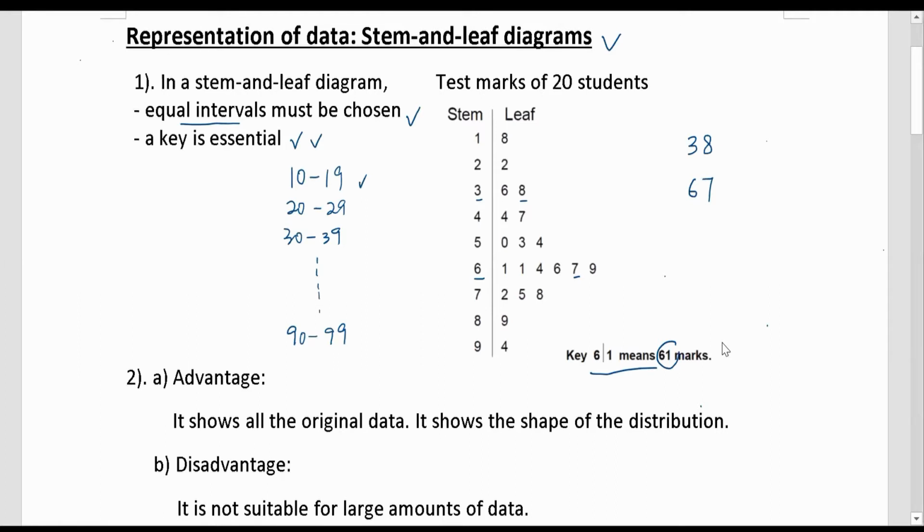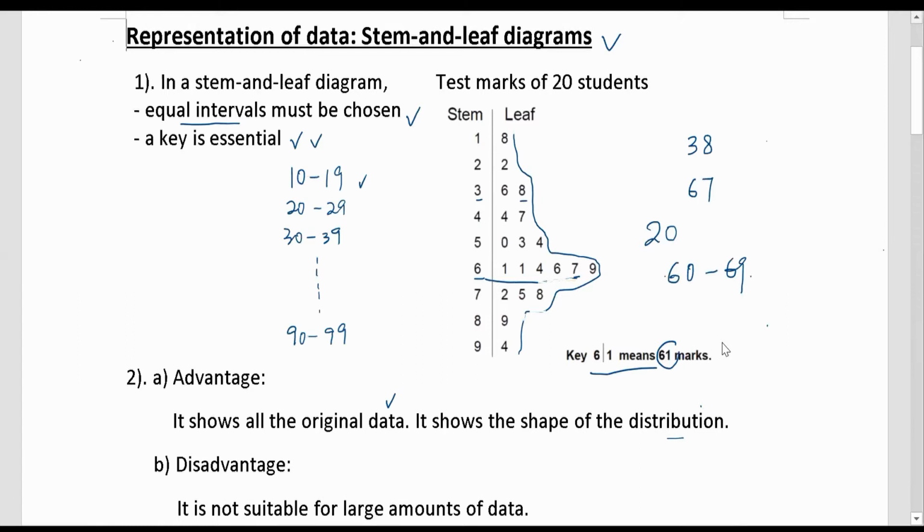Okay, let's see what the advantages of using a stem and leaf diagram are. It shows all the original data. Like this example here, we have the raw marks of 20 students, the original data. It shows the shape of the distribution. From here, we can tell that most of the students are getting marks between 60 to 69.